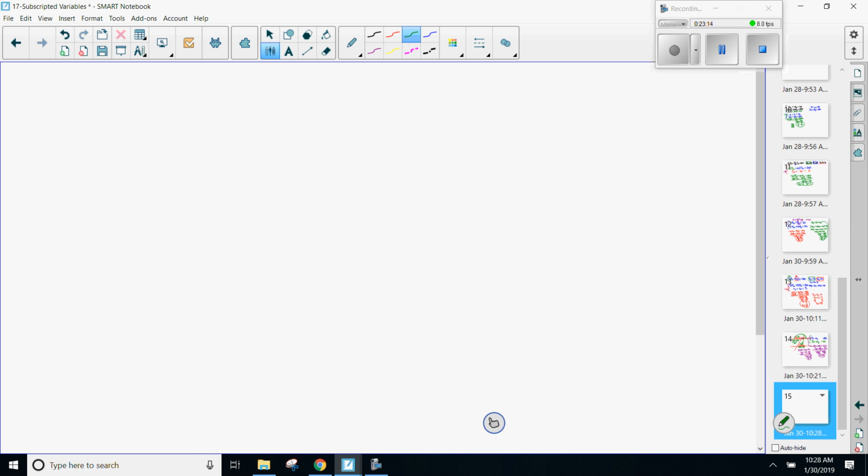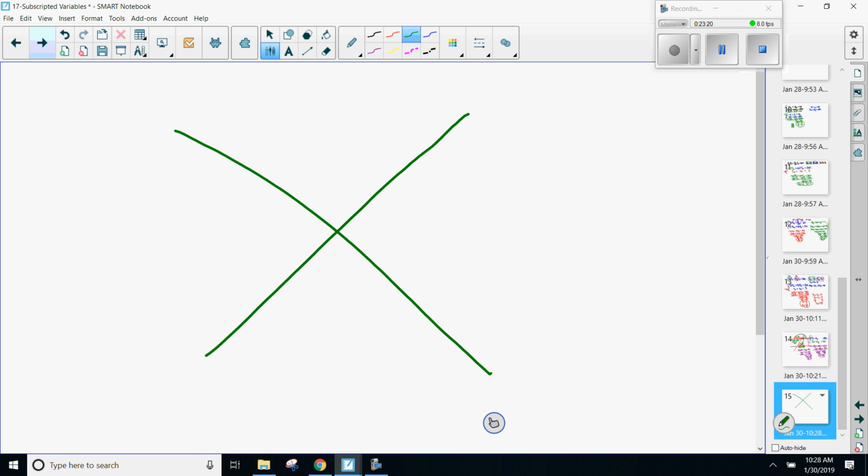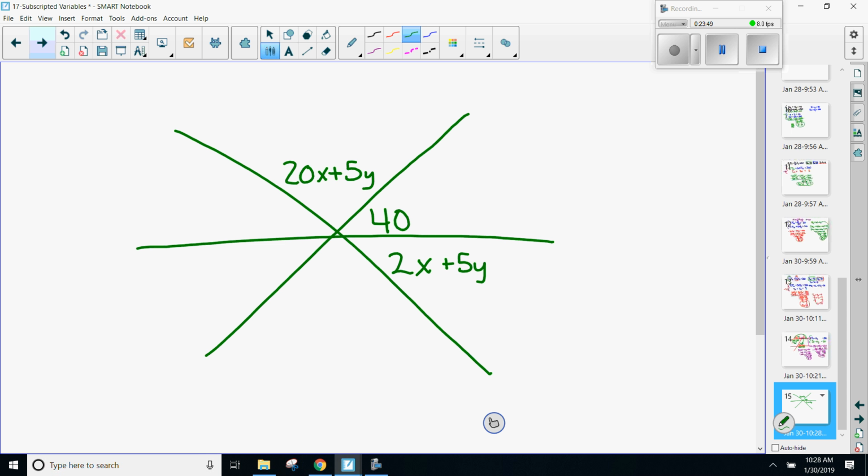I'm going to give you one more. I'll let you try this one on your own. This is going to look even more complicated. That cross is right there, okay? Even though it doesn't look like it. 20x plus 5y. This is 40. This is 2x plus 5y. And this is 110. I want you to find x and y.